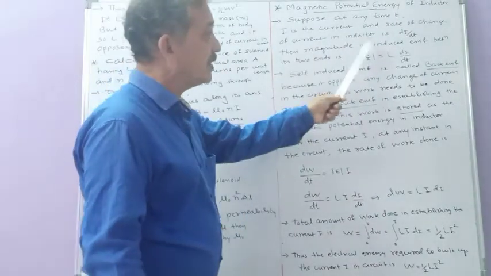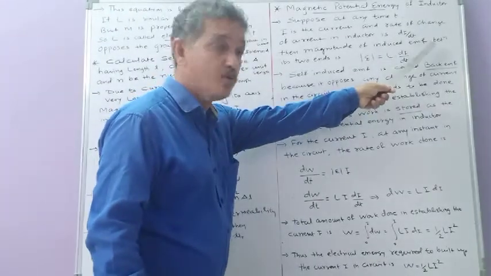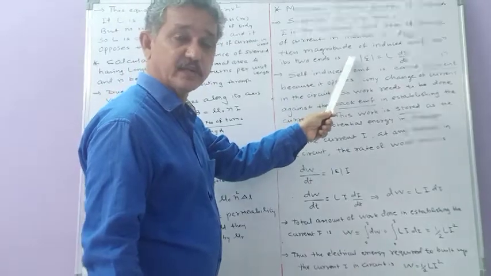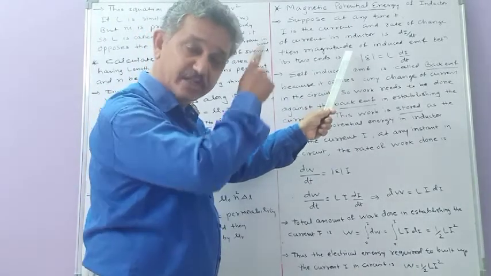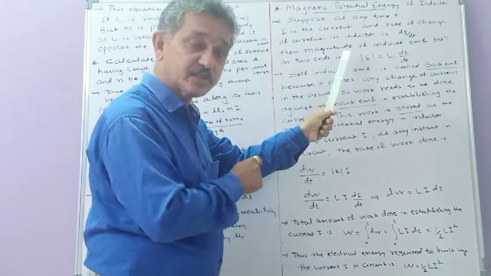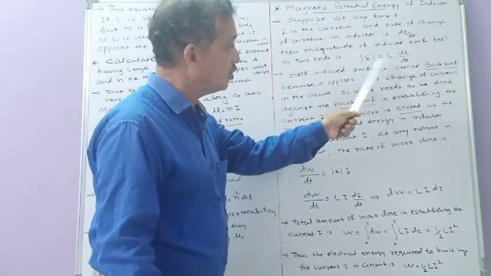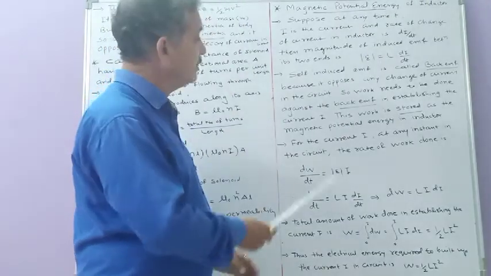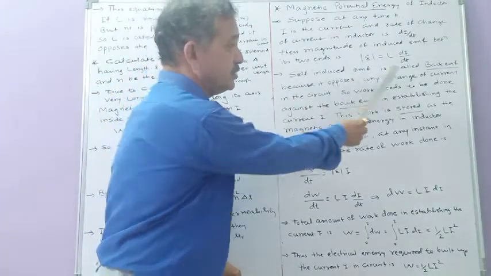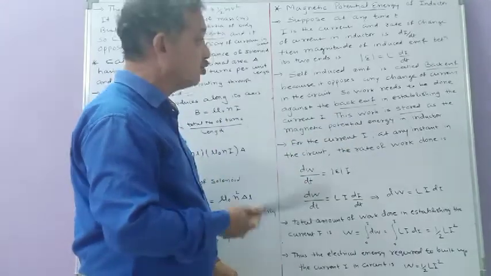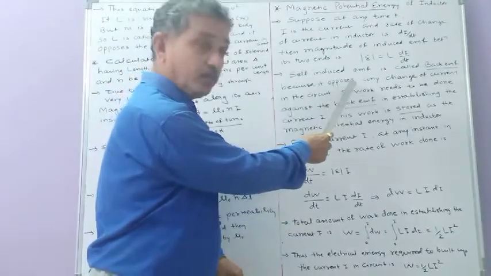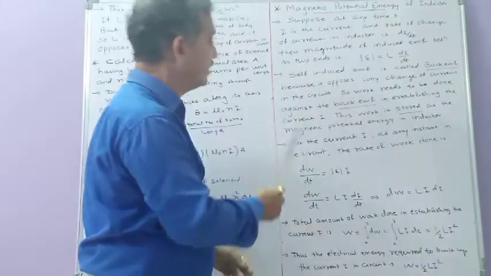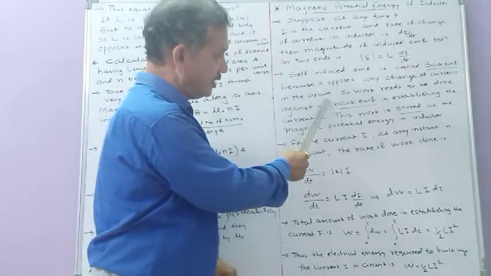Then the magnitude of the induced EMF generated between two ends of a coil, that was self-induced EMF between two ends of a coil. We have seen that capital E equal to minus L di by dt, but we are considering at present magnitude, so modulus of E equal to L into di by dt. But as I have discussed earlier, this self-induced EMF is also called the back EMF. Why it is called back EMF? Because it opposes any kind of change of increase of current or decrease of current in the circuit or in the coil.